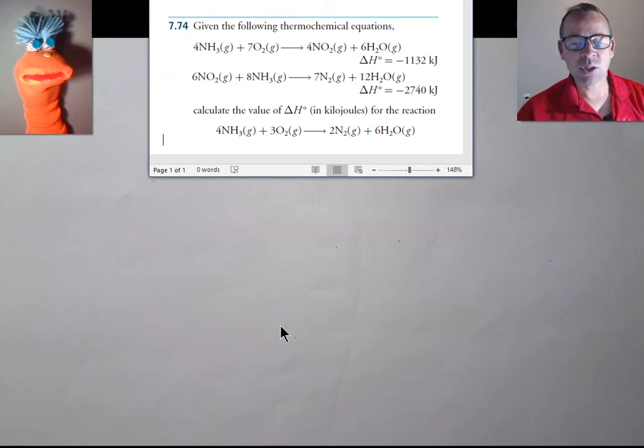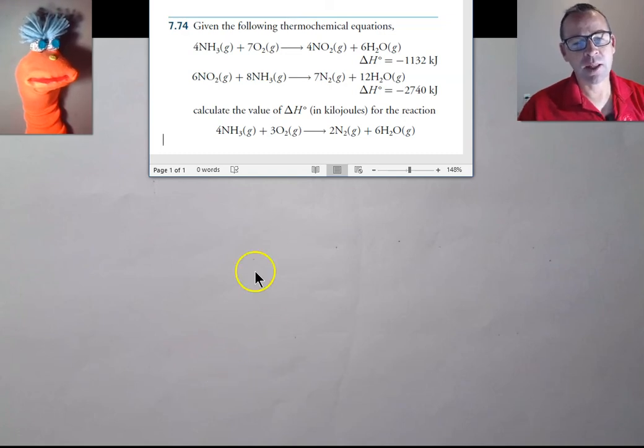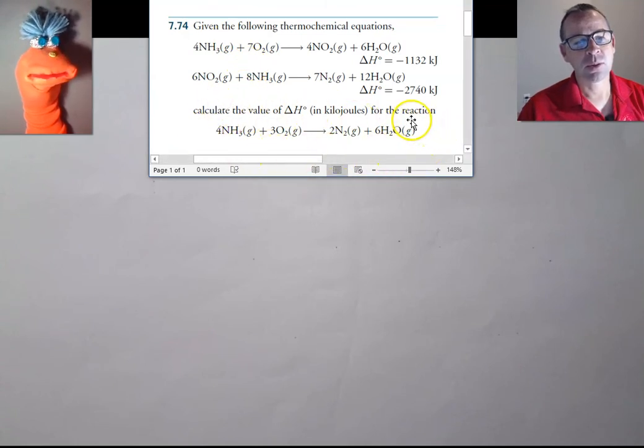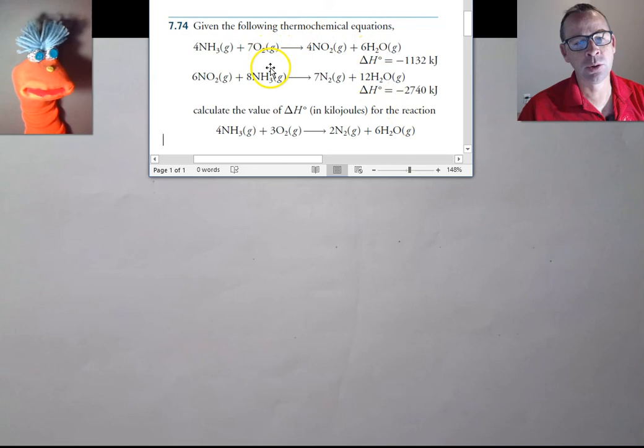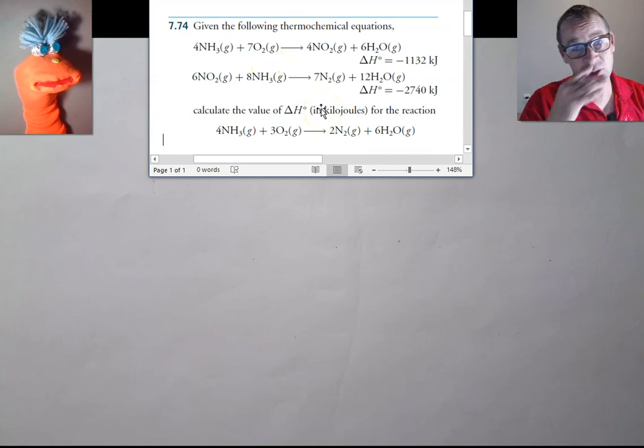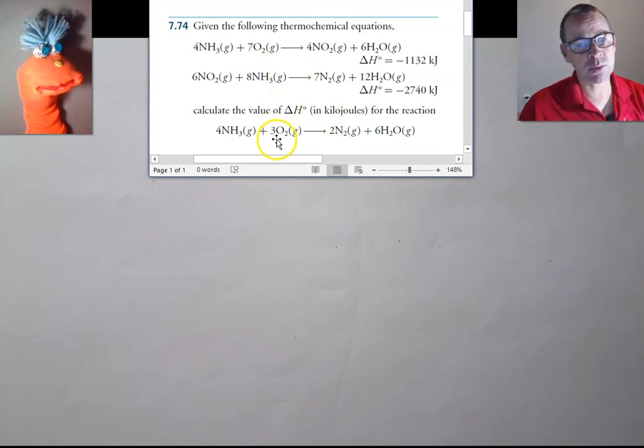So we get a very similar thing here in 7.74. We're going to combine these together in such a way that I can identify the delta H for this reaction. I'm only given two reactions here, and I need to combine them in a way that gives me the delta H for this reaction. If you add those two reactions together and add their delta H's, then the product is the new delta H, right? Can I just add these two together to get this done?